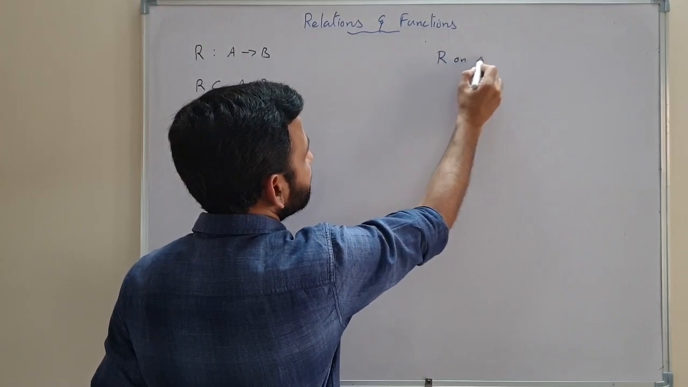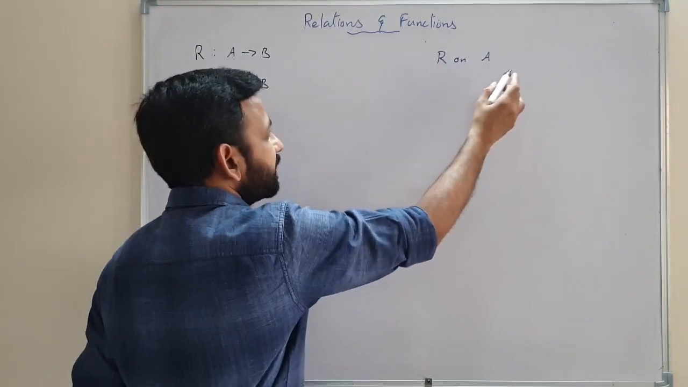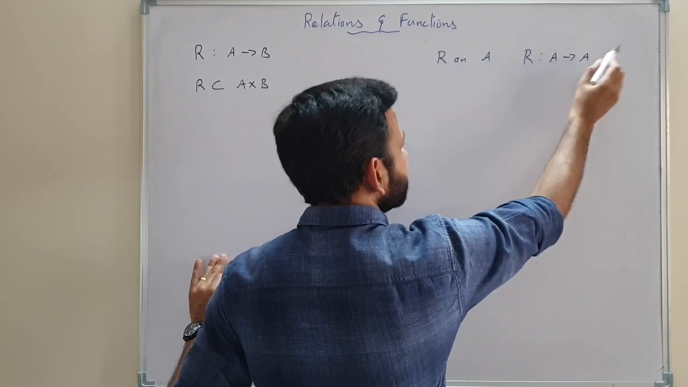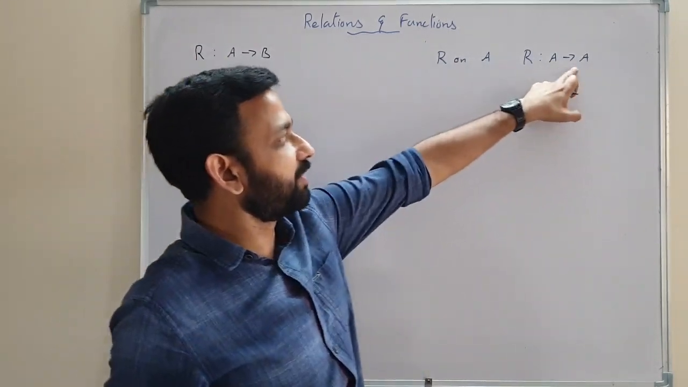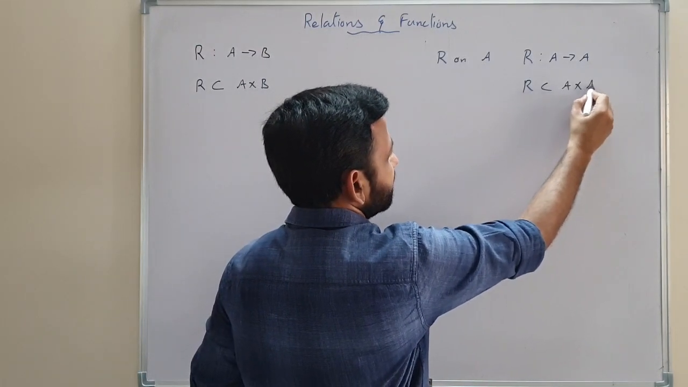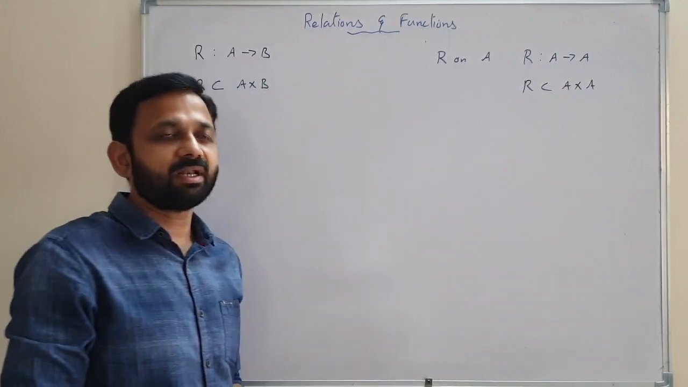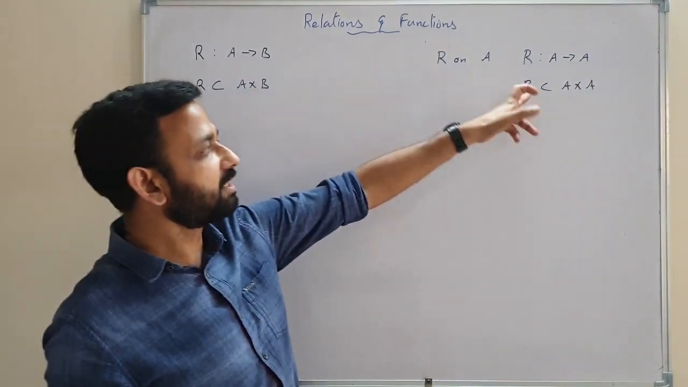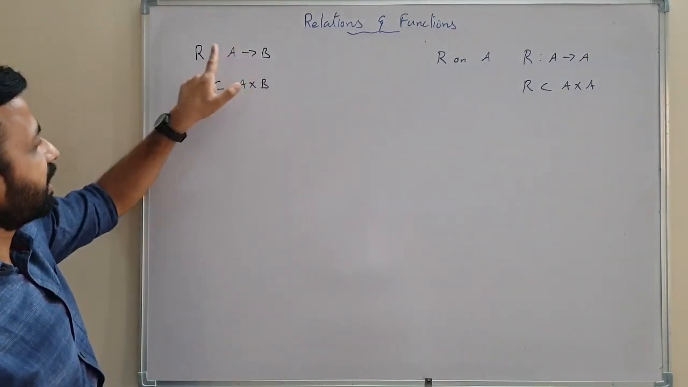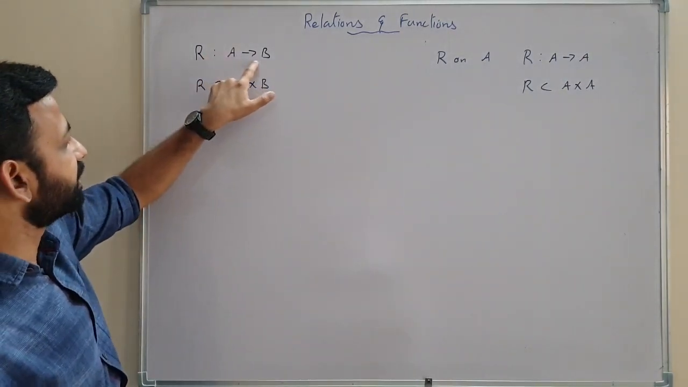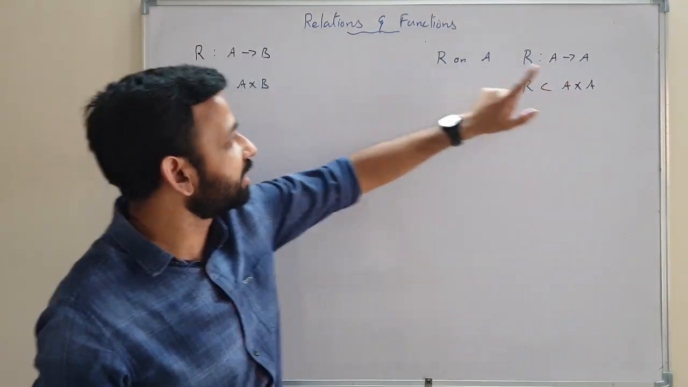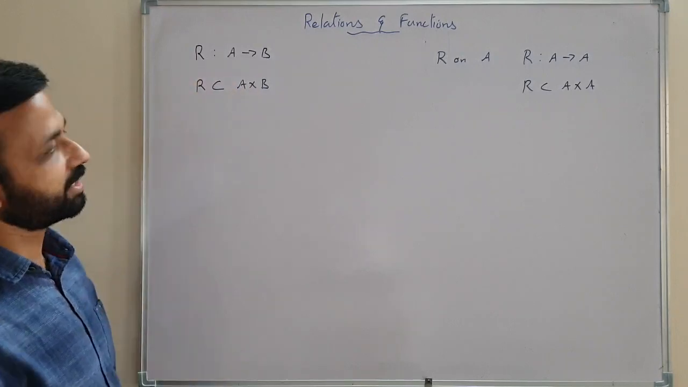Relation R on set A, that is relation R from set A to set A, relation from A to A. So here that R is a subset of A cross A. So we have only one set, and the relation is defined on that set. That relation is a subset of A cross A. Here we have two sets, relation defined from A to B. So here R is a subset of A cross A, and here R is a subset of A cross B.